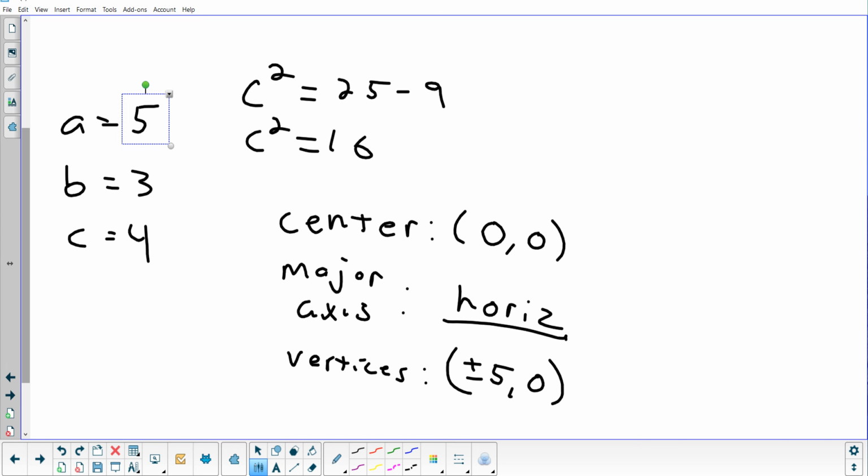When the center is at the origin, you're going to be able to use this symbol because there's going to be symmetry. Whatever the first one is to the left, the second one is the same but to the right. So there's my vertices.